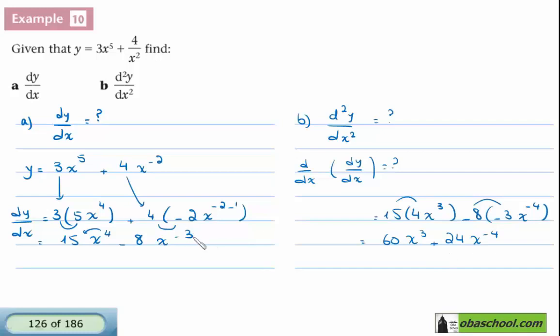We can rewrite both answers so we get them in the same form as the original y, by taking the reciprocal when we have a negative exponent. So dy by dx is 15x to the power 4 minus 8 over x to the power 3, and for d2y by dx squared the answer is 60x cubed plus 24 over x to the power 4. As you can see, the second derivative means that we differentiate the result of the first derivative.